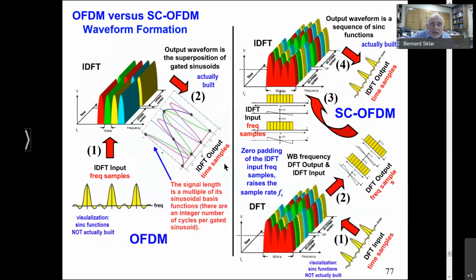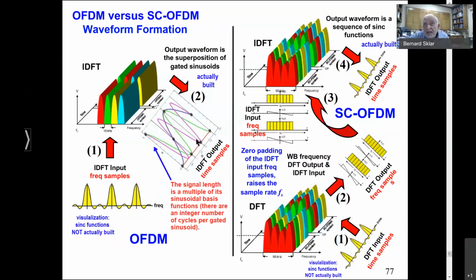The OFDM versus single carrier OFDM waveform formations, numbers 1, 2. In ordinary OFDM, you start off looking at phasors modulating a carrier, subcarriers, and you're giving it frequency information. Sync information goes along and modulates these, think of it as modulating subcarriers. And what comes out, follow the arrow this way, looking out this way comes gated sinusoids. The output waveform is a superposition of gated sinusoids.